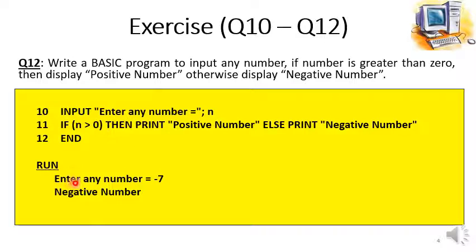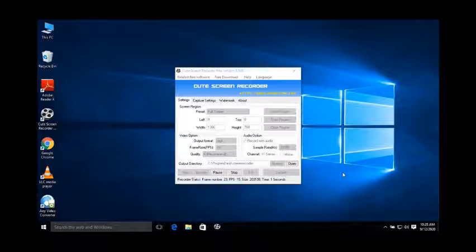Whenever we execute this program, first it is going to display the message enter any number, and for example we input the value minus 7. The condition is evaluated: minus 7 is greater than 0, which is false. Minus 7 is not greater than 0, in fact it is less than 0 and it's a negative number. Whatever number is less than 0 will be a negative number. So as a result it will display the message negative number. I think it's very simple. In the last lesson I'll be demonstrating these three programs practically in the QB64 IDE. So don't forget to watch that video.